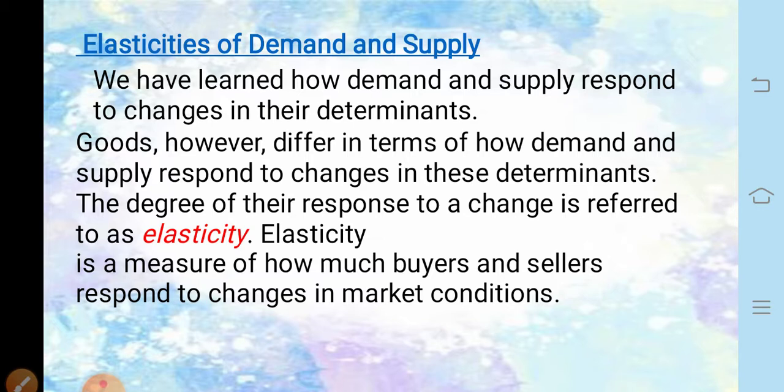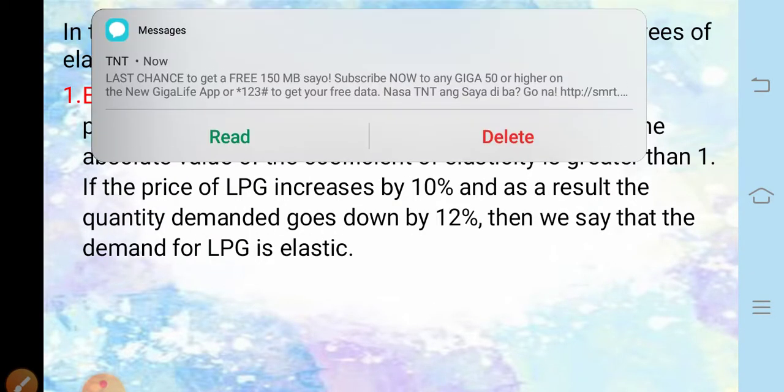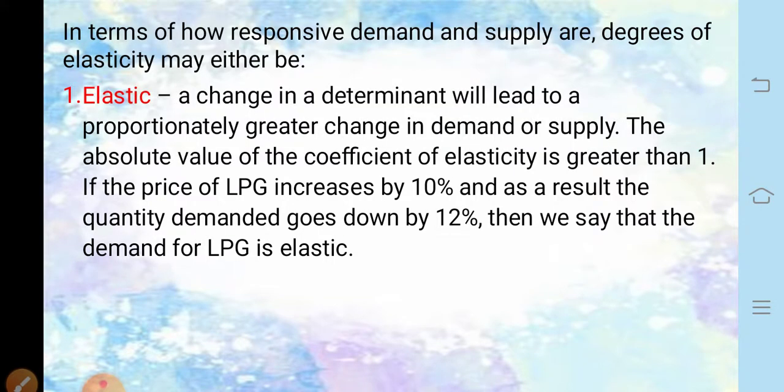Okay, these are the changes. For example, if the price goes up, will demand go up, or will more people buy? If the price goes down, will fewer people buy or will more people buy? That is elasticity, in terms of how responsive. In terms of how responsive demand and supply are, degrees of elasticity may either be elastic.